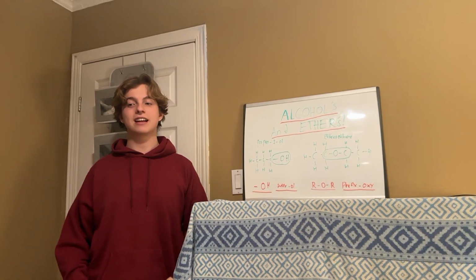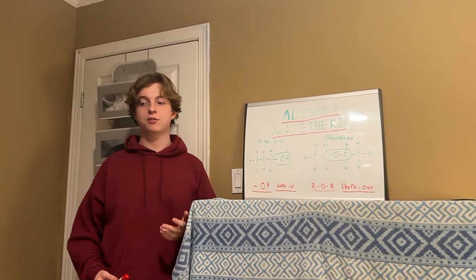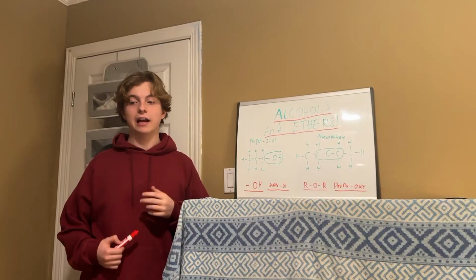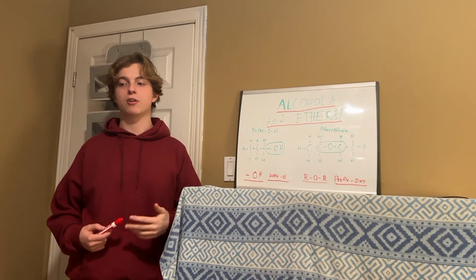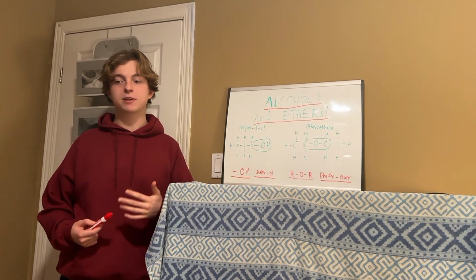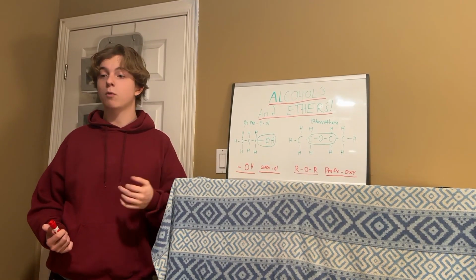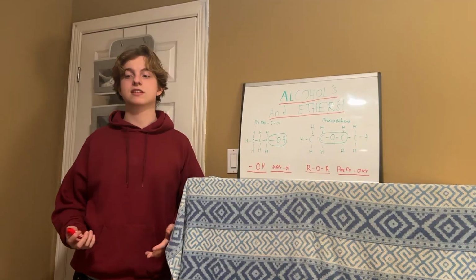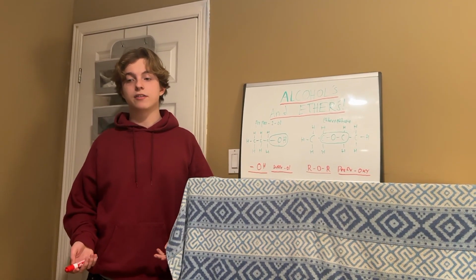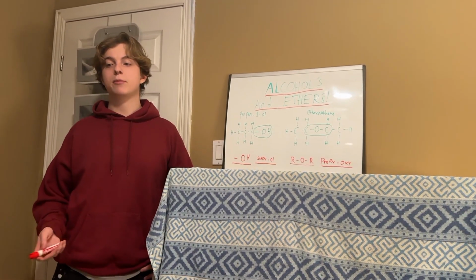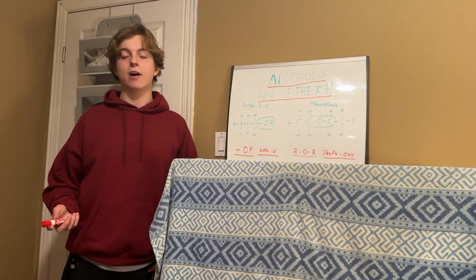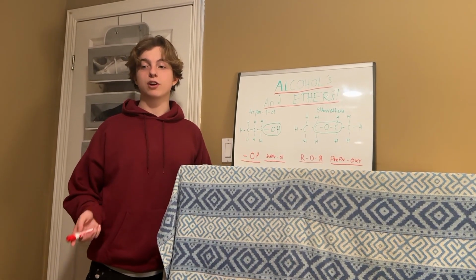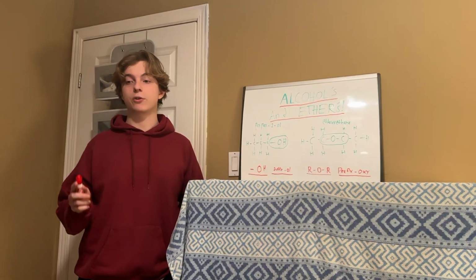Ethers are generally less polar than alcohols because they do not have an OH group. As a result, ethers do not hydrogen bond with themselves, though they can accept hydrogen bonds from molecules like water. This means that ethers typically have lower boiling points than similar alcohols, and they are often used as relatively stable organic solvents.